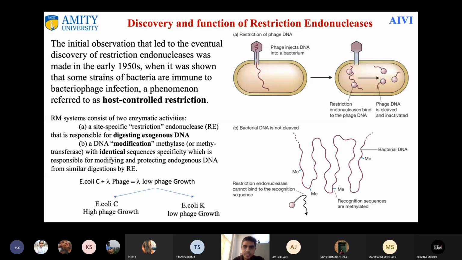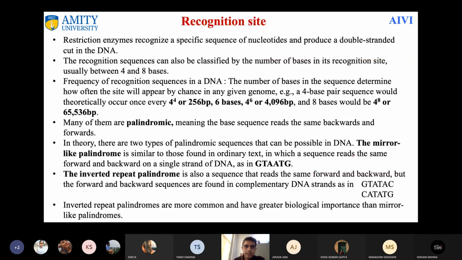And we also mentioned that there are two types of activity. One is the modification and second is the digestion. And how they were discovered, that is, the protection immune system of your bacteria. Then their property: one property is the recognition site, what they are recognizing on the DNA. And what are the properties of the recognition sequence? It may be 4 to 8 bases long. Palindromic in nature. Most are palindromic, but it is not necessary that every time it is going to be palindromic. But most of the time it is.